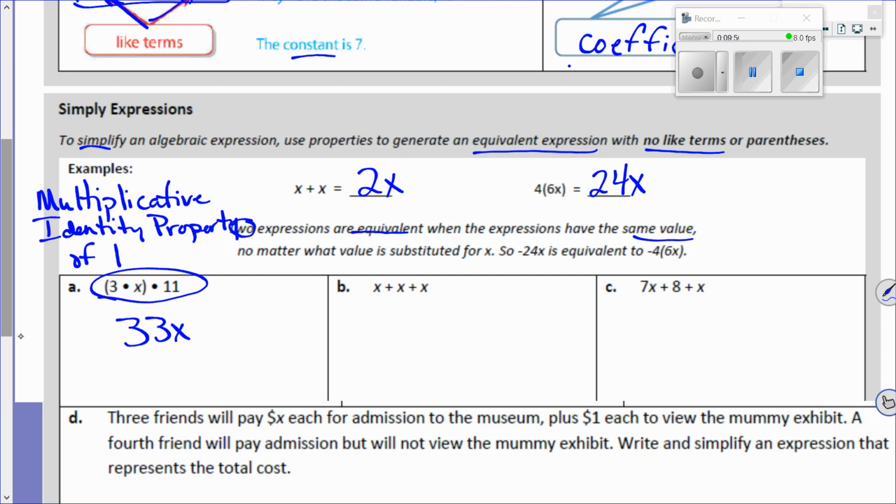Okay, what about our next one? Part B, what would I do? X times x. No. 3x. It's 3x. It is not x times x. That would be x squared. It's 3x.